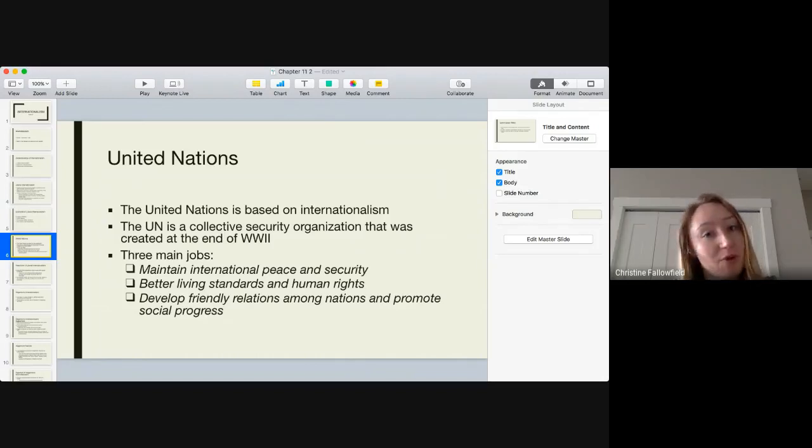When we talk a little bit more about the United Nations and their organs and the bodies that they exist and the successes that we have, it's important to check how well they're doing at fostering and promoting these three central jobs or goals of the United Nations.